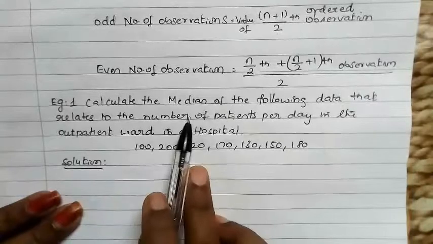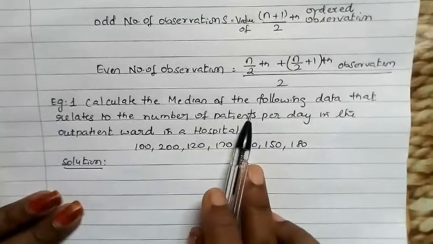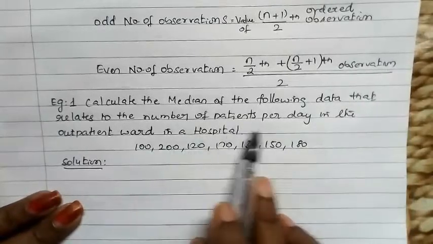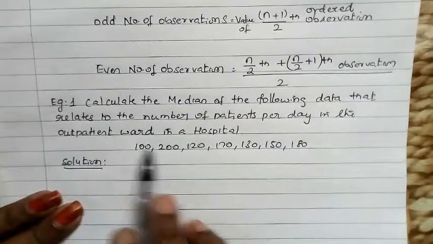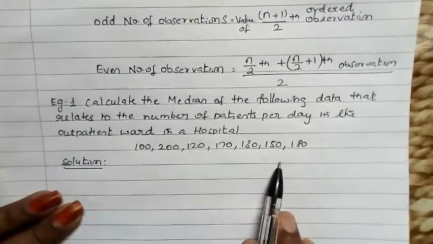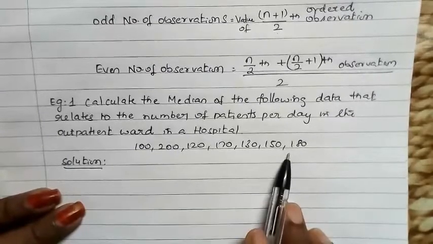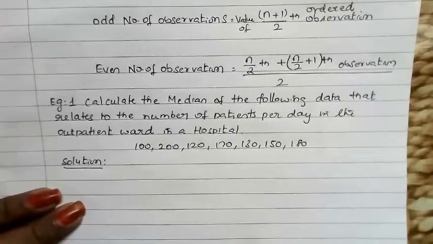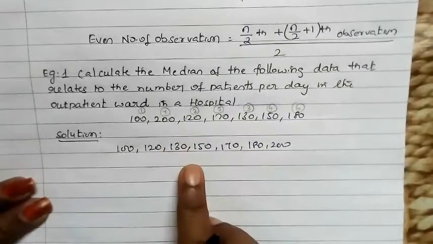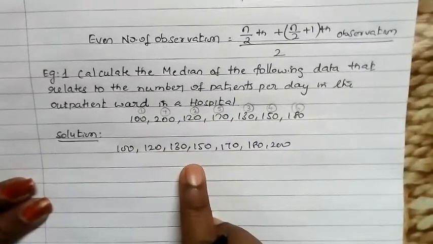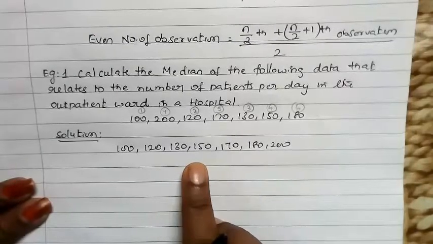Here is an example. We have to calculate the median of the following data, which is related to the number of patients per day in the outpatient ward in a hospital. And these are the values. The first step is to arrange these numbers in ascending or descending order. After arranging the numbers in ascending order, we have to see whether the number of observations is odd or even, because based on that the formula changes.